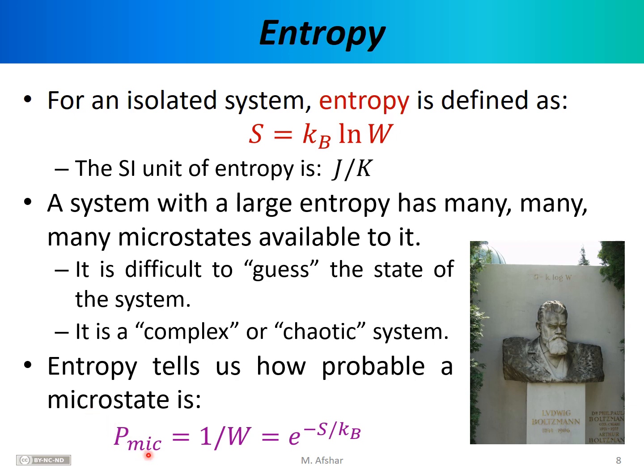Recall that we decided P mic is equal to 1 over W. If you come to this entropy equation at the top and solve for W, you'll see that W is equal to the Euler number raised to the power S over Kb. Recall that the exponent is the inverse of the natural log. If you take this expression for W and plug it down here, since we're interested in 1 over W, we find that P mic is equal to E raised to the power minus S over Kb. So an alternative interpretation of entropy is as the thing that determines the probability of individual microstates.